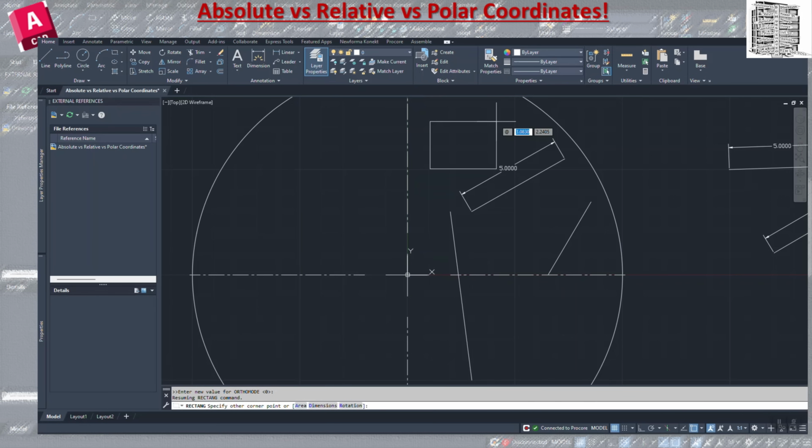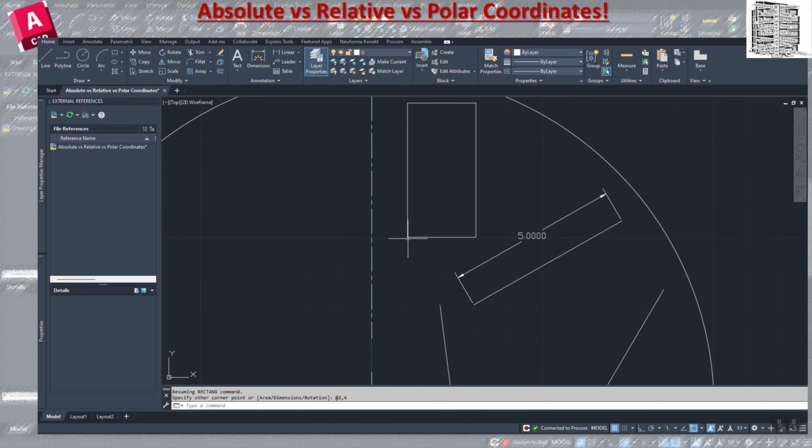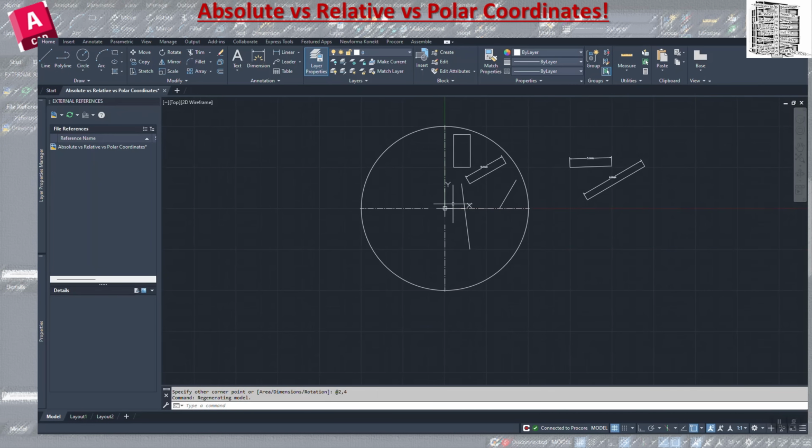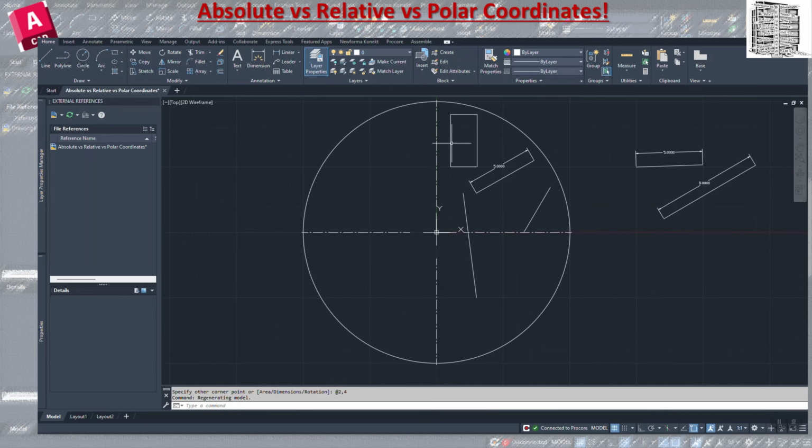Right now I'm going to tell it go 2 and 4. And right now, this is going to be my origin. So from here it goes 2 units, 4 units, right? So basically with the at sign, I'm turning the absolute origin into the relative origin. I'm shifting it from here to here and telling AutoCAD to measure or draw this rectangle from this point, which is my relative point, 2 units and 4 units, right? So it's not going to do it from here. It's going to do it from there, which is my relative point.